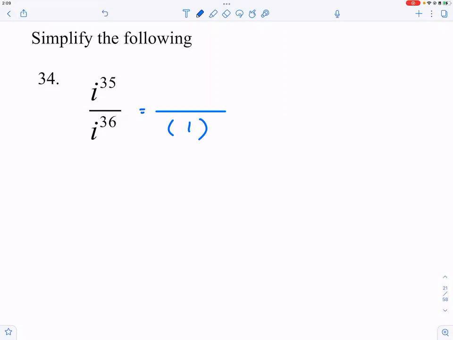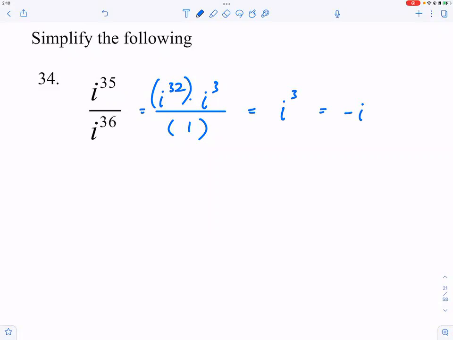And what about i to the 35th power? Well, you can look at this as i to the 32nd power times i cubed. And i to the 32nd power is just 1. So in this case, you have i cubed as the answer, but i cubed is going to be negative i. So for 34, the answer is negative i. So this is one way of doing things.